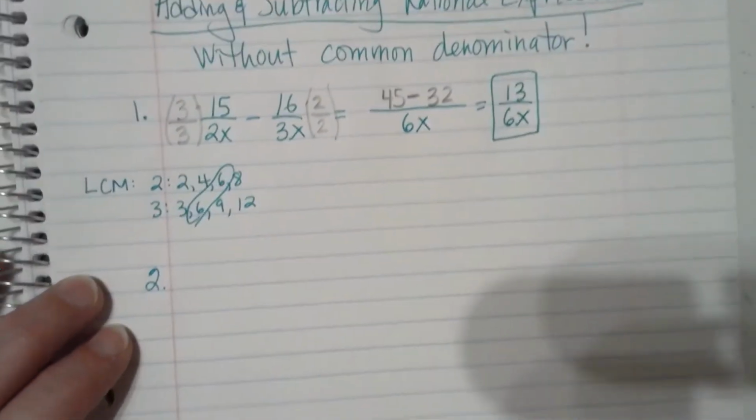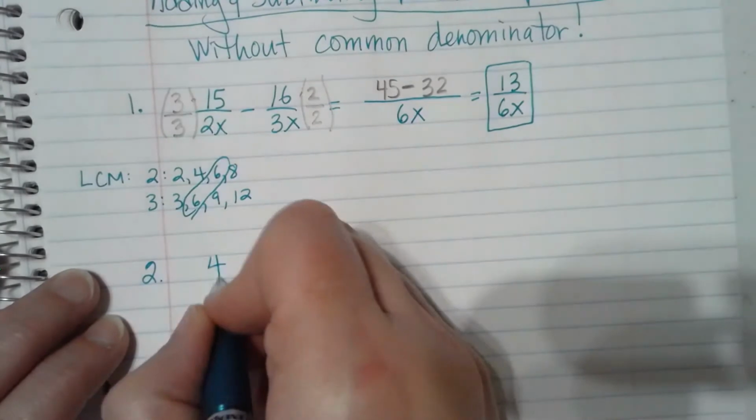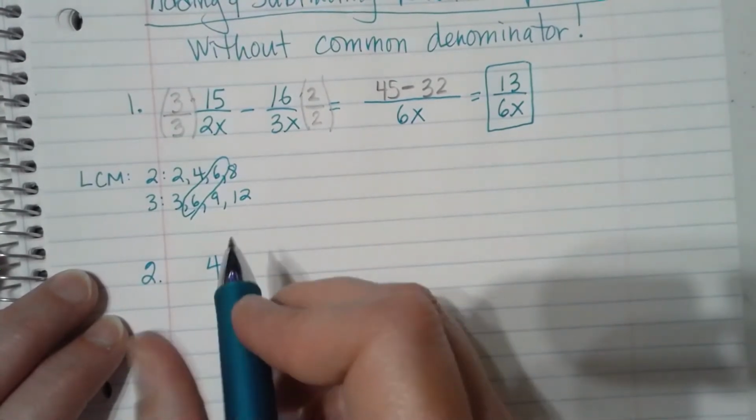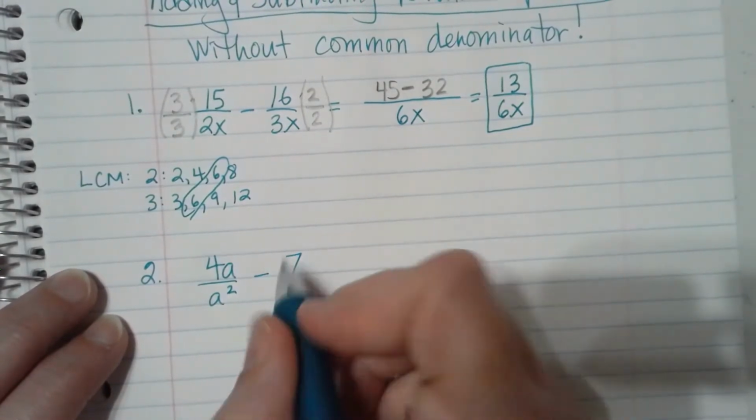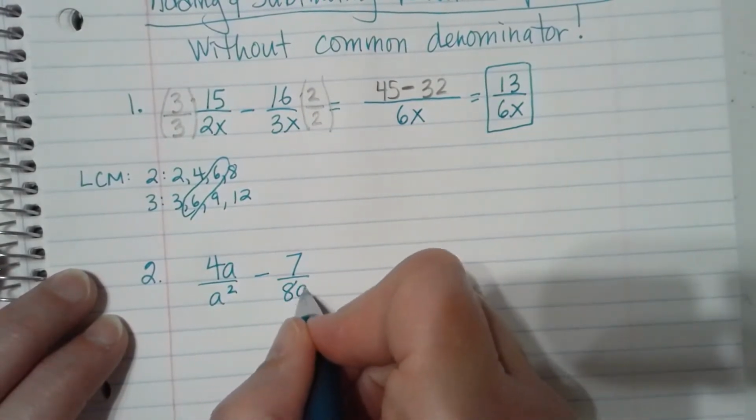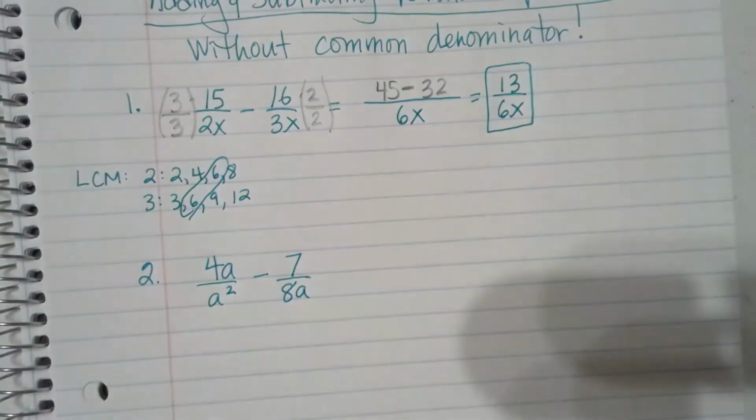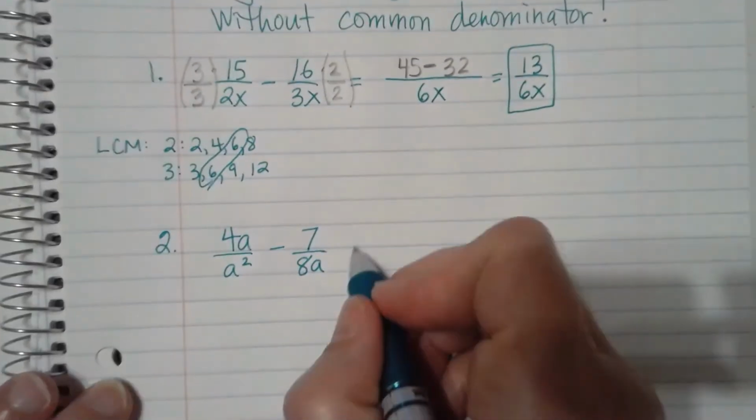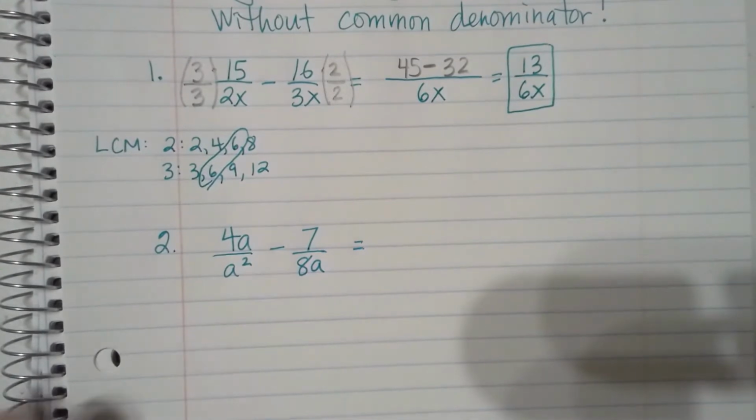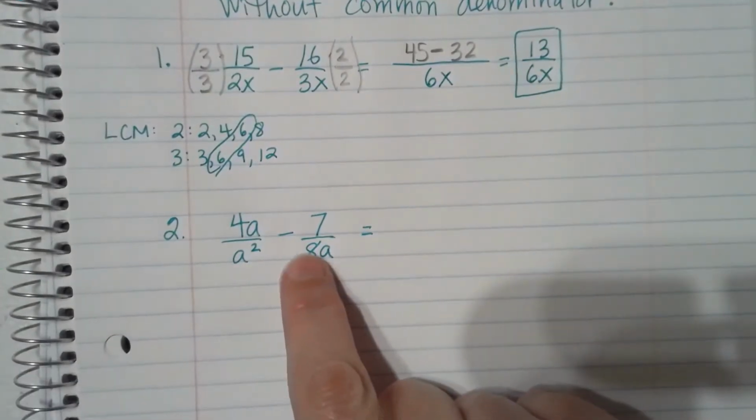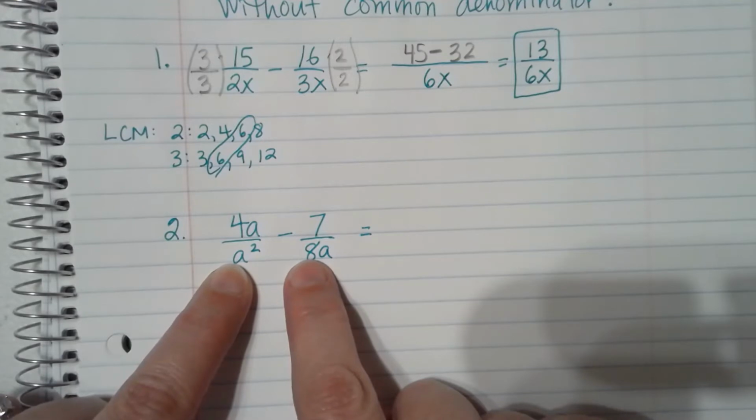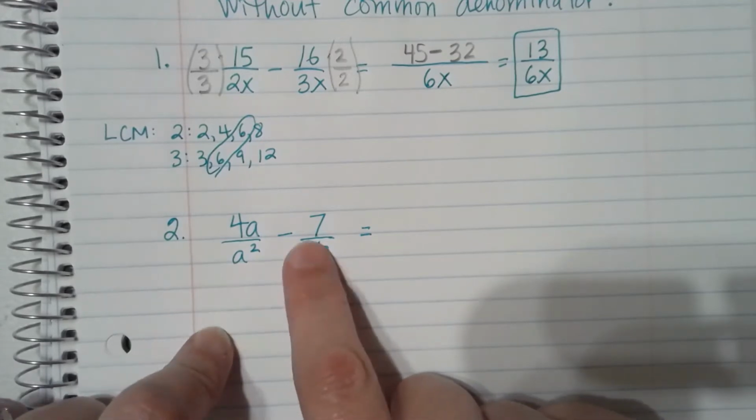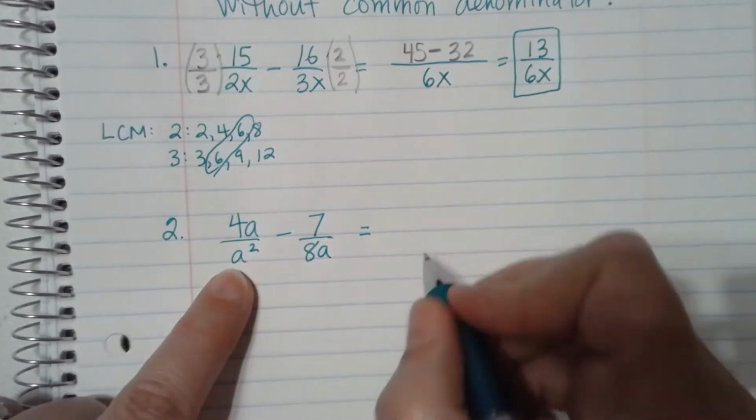All right, so the second one is going to say 4a over a squared minus 7 over 8a. First things first, let's look at the number. This one has an 8. This one has no number. So what number is there? A 1. What is a common multiple of 1 and 8? It's going to be 8.